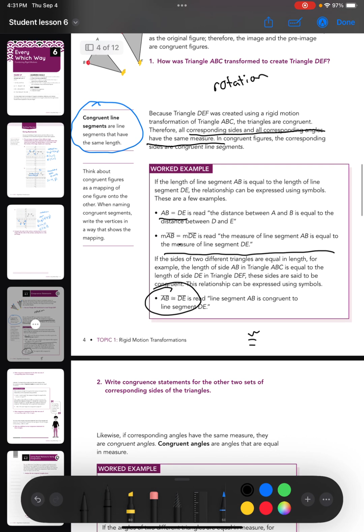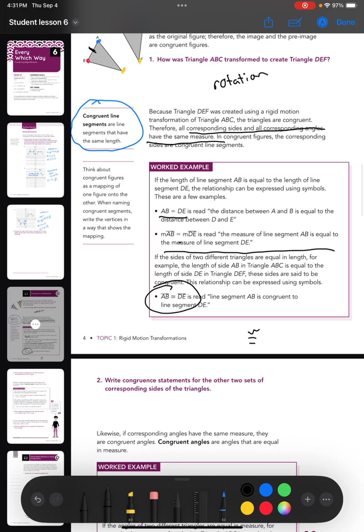So trying to keep that on the same screen, number 2 down on the next page. If we want to write congruent statements for the other 2 sets of corresponding sides, well, the other 2 sides would be line segment BC is congruent to line segment EF, and line segment AC is congruent to line segment DF.